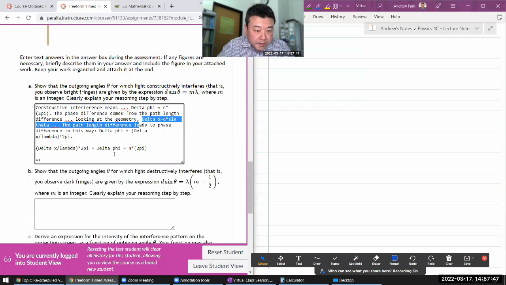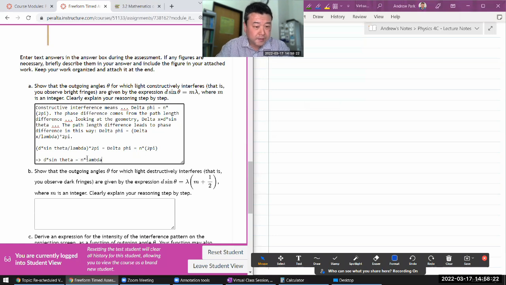Oh, yeah, sorry, I copied over the wrong thing. This is what I should have copied over. So where I have delta x, this should have been it, because d sine theta, that is delta x. Okay, so 2 pi's cancel, so I have d sine theta over lambda on the left hand side. Move the lambda over to the right hand side, so I have d sine theta is equal to n times lambda.